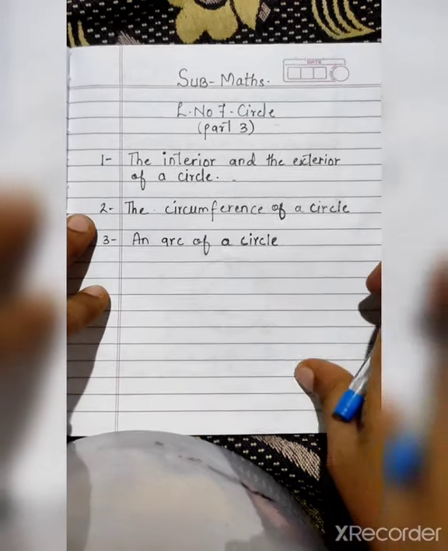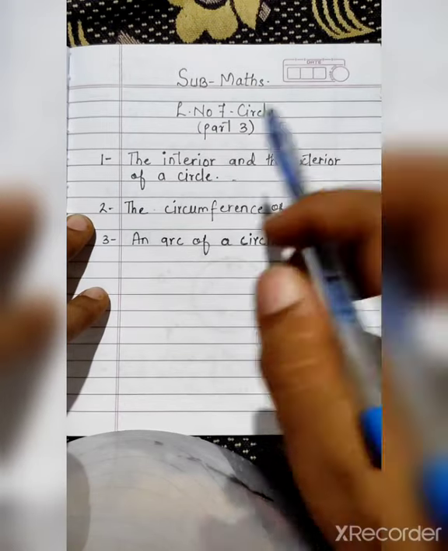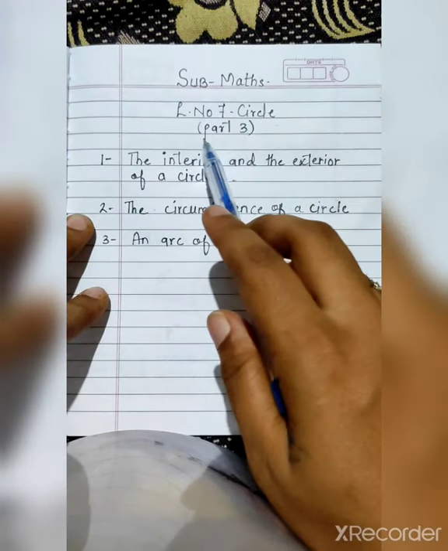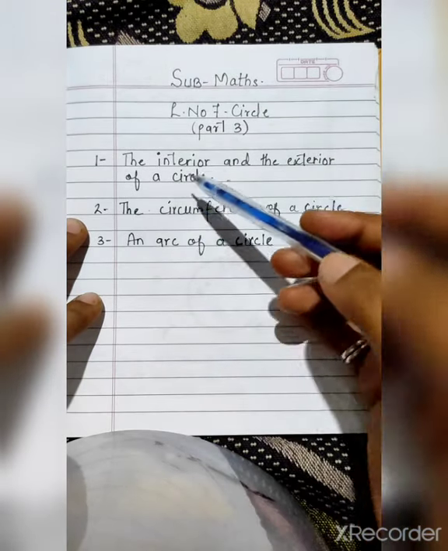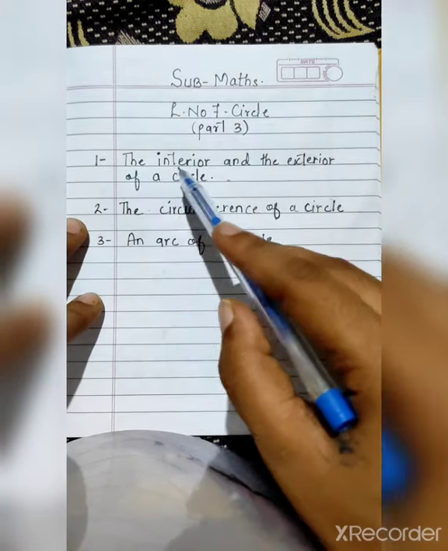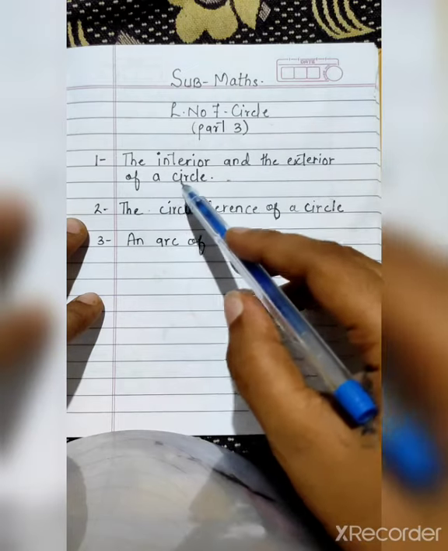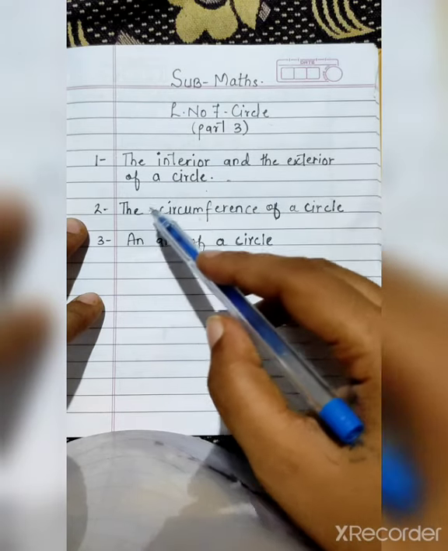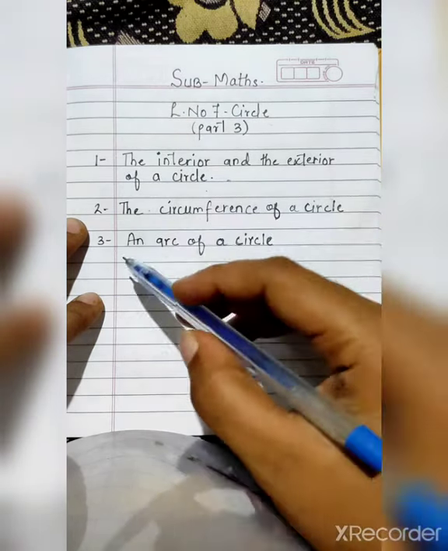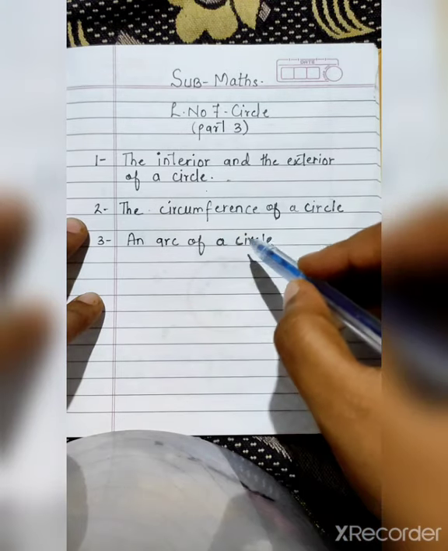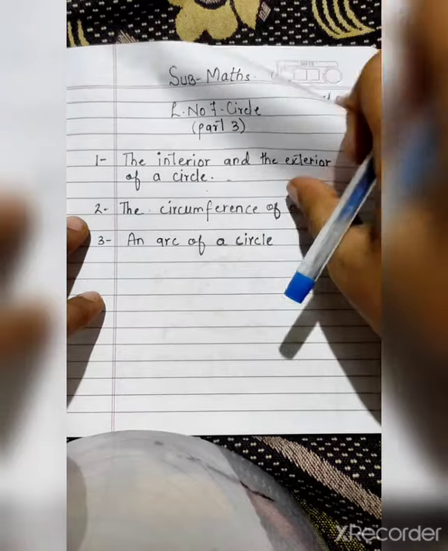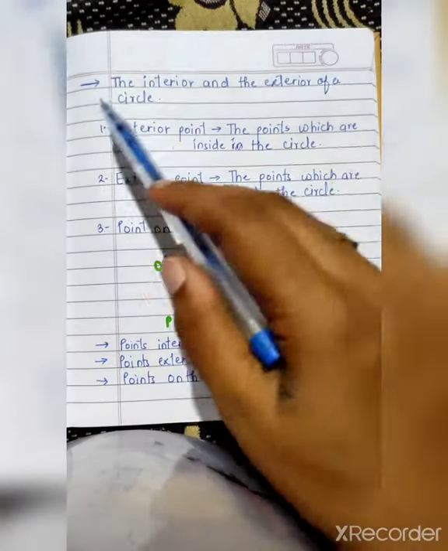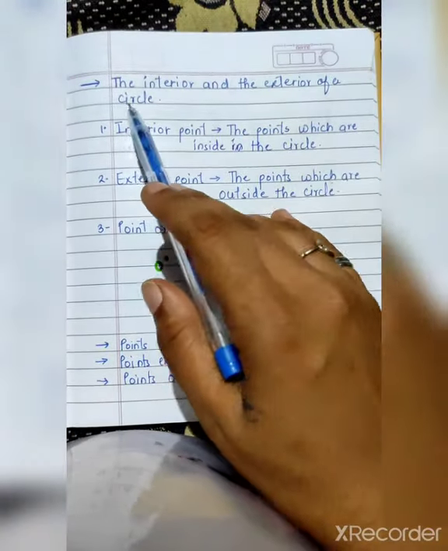Today, I am going to explain lesson number 7, circle part 3. In this lesson, we are going to study three things. First, the interior and the exterior of a circle. Then the circumference of a circle, and the third is an arc of a circle. So now let's start with our first topic, the interior and the exterior of a circle.